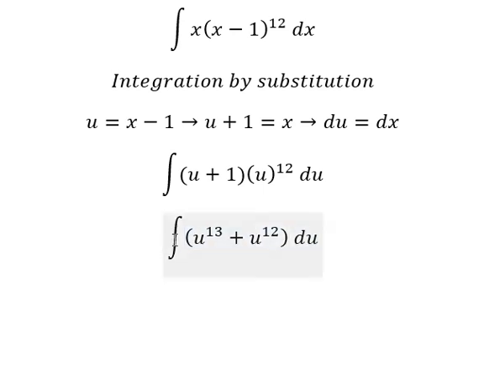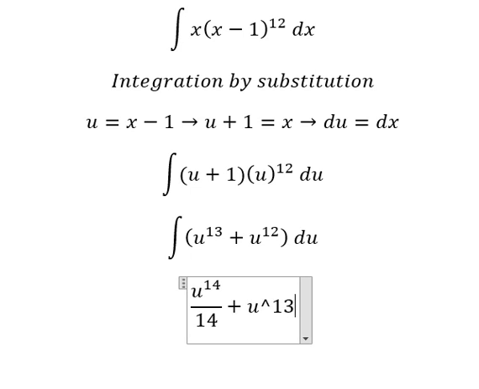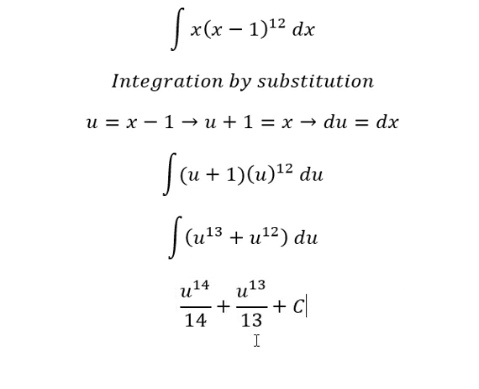The integration of this one, you get u to the power of 14 over 14 plus u to the power of 13 over 13. And we put plus c. For u, that's s minus 1.